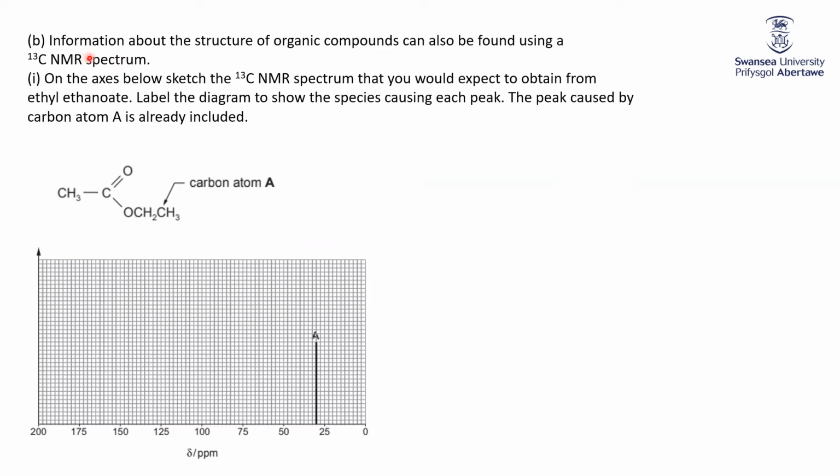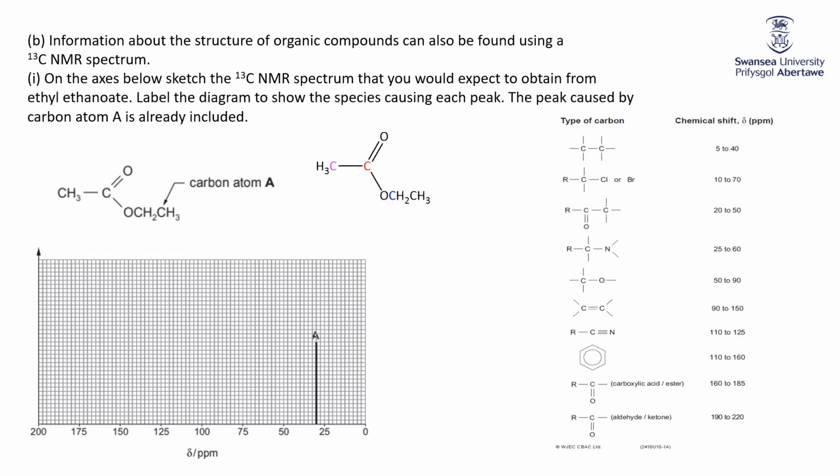So same question on the exam, but switching to carbon NMR and switching molecules. So we've got to draw the spectrum expected from ethyl ethanoate. We've already got carbon A there. Let's make it prettier. So we've got to have a pink carbon for the methyl group there, a red carbon for the ester carbon, and then a blue carbon for the start of what was the alcohol going into the ester. Here's our chart.